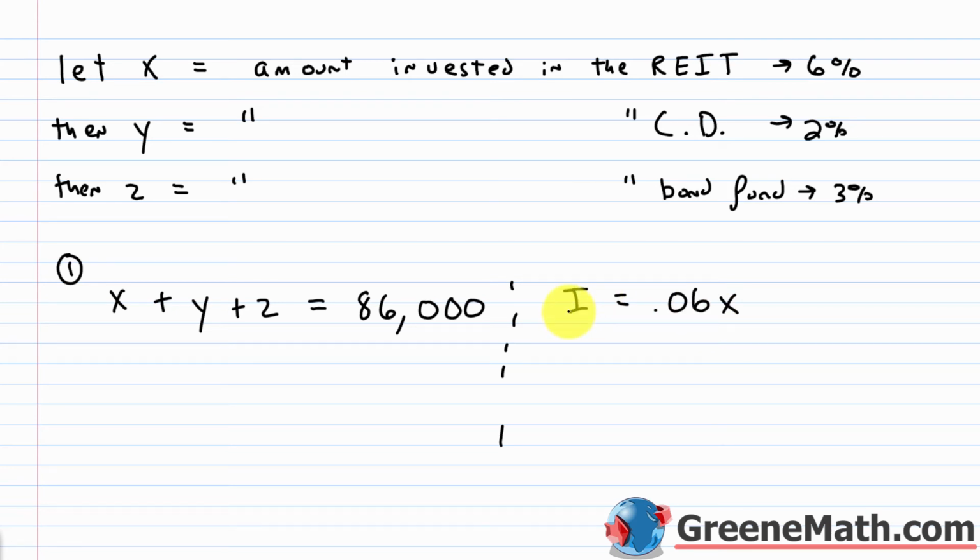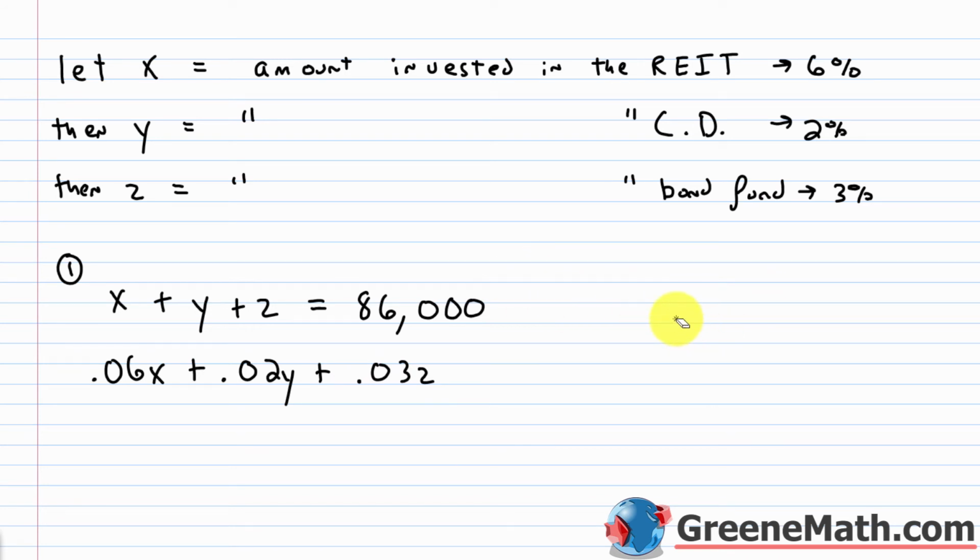What I know I for the 3,900 is this guy, the REIT, plus the CD, plus the bond fund. So my equation would be 0.06x plus, the CD pays 2%, so 0.02y plus, the bond fund pays 3%, so 0.03z. And let me erase all this. This would be equal to 3,900.